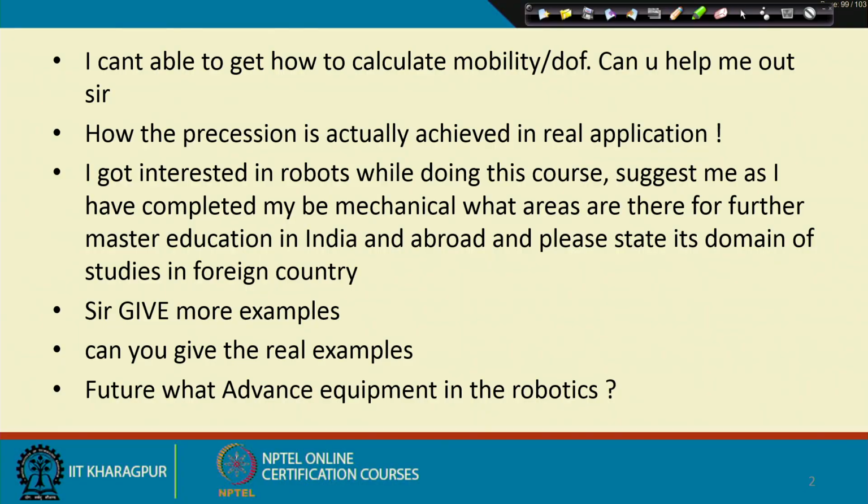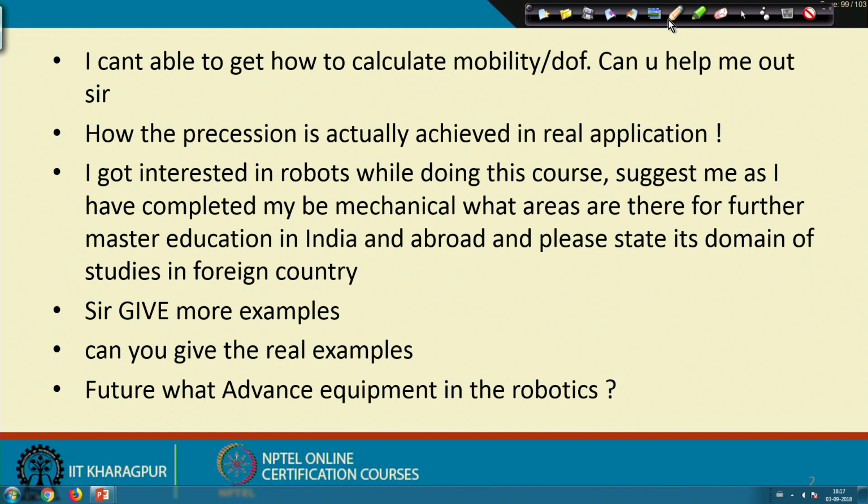The first query is: I can't get how to calculate mobility or degrees of freedom. Can you help me out, sir? To answer this, I will take the help of the Grubler's criteria which I have already discussed.